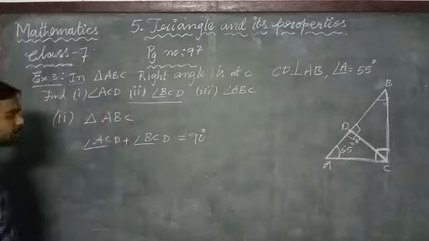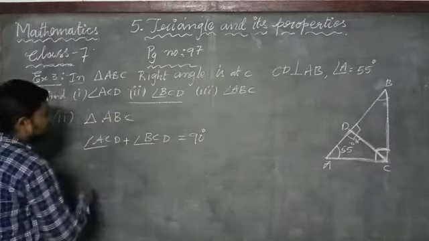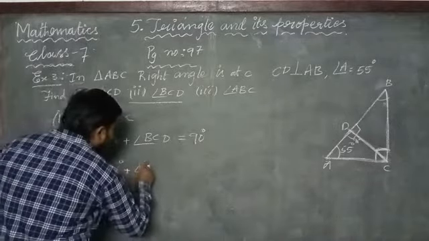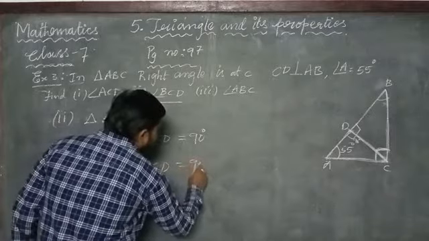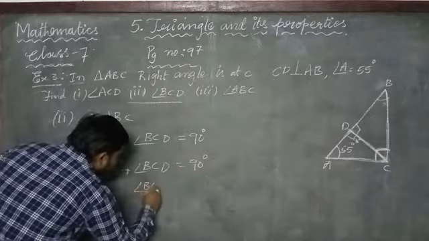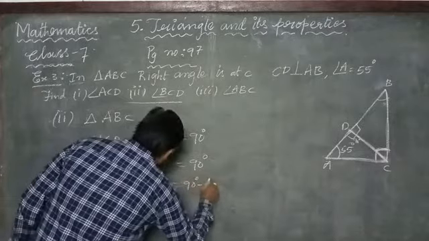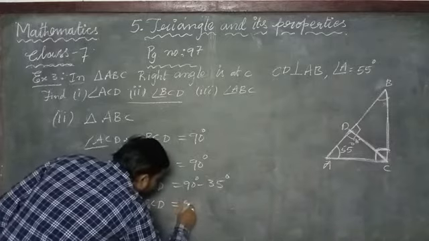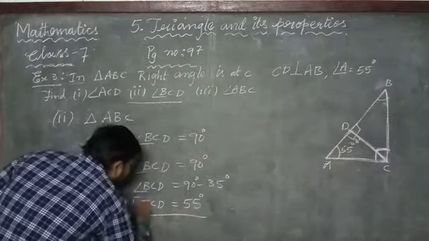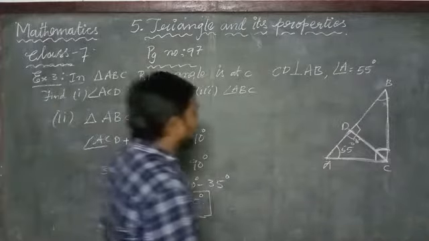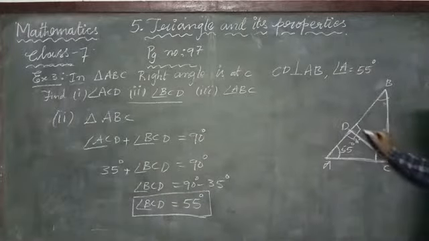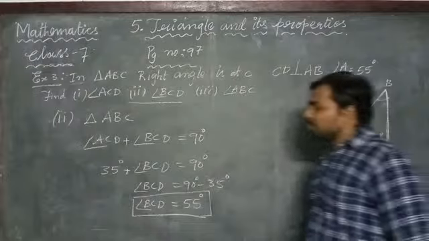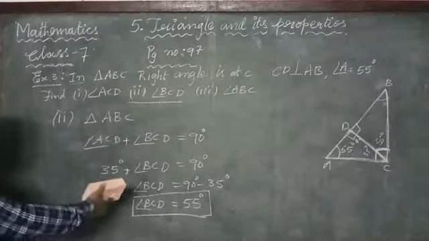In the previous problem we had found the angle ACD value. Angle ACD equals 35 degrees, then angle BCD equals 90 degrees minus 35 degrees. Then angle BCD equals 55 degrees. Here it is representing the angle BCD. It is 55 degrees and this is 35 degrees. In this way, we can calculate the angle BCD.